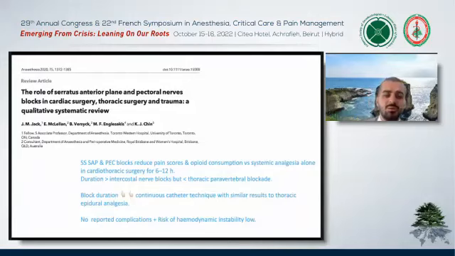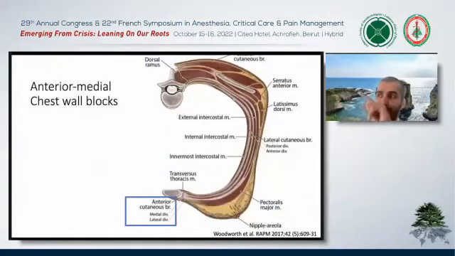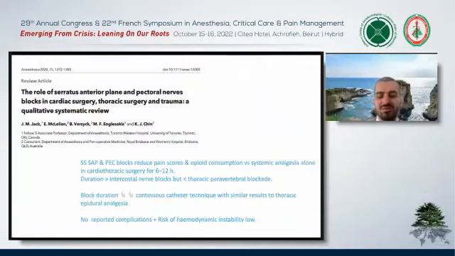It has a higher duration of action than intercostal because it is less vascularized, but it has a lower duration of action than thoracic paravertebrals. And if you do a continuous infusion catheter, it provides comparable analgesia to thoracic epidural analgesia because you are covering the brachial plexus and the superficial cervical plexus too. And that's why you can see that it balances out at the end.